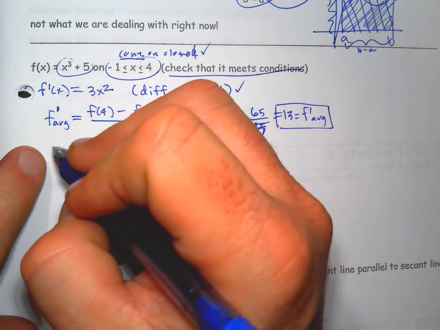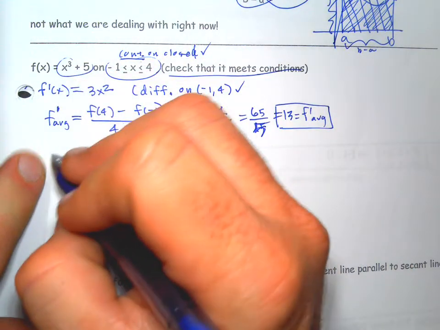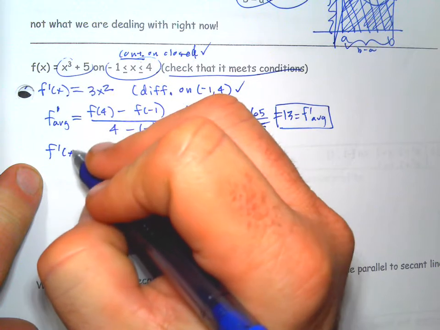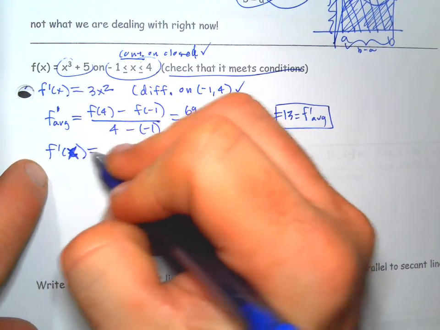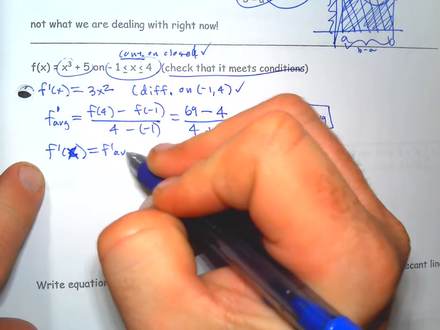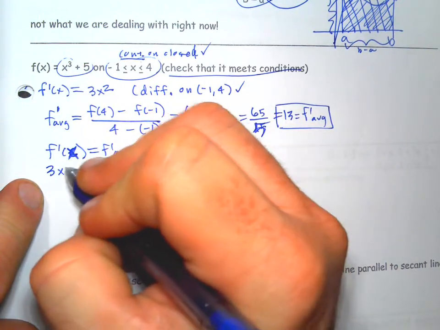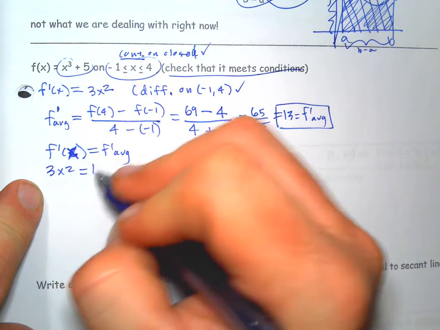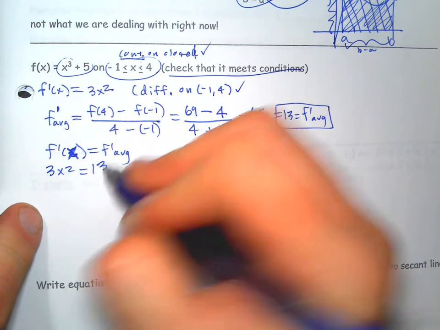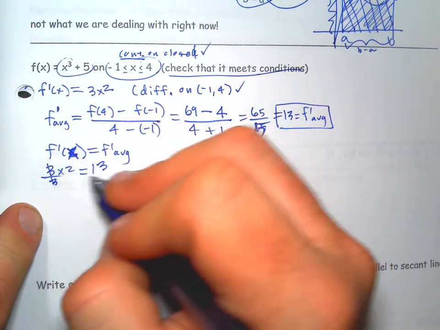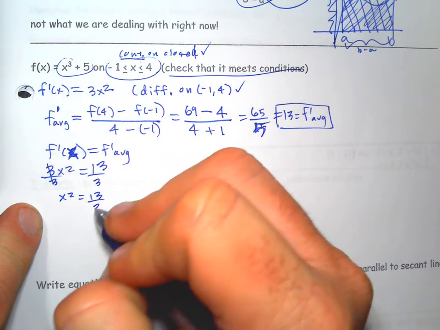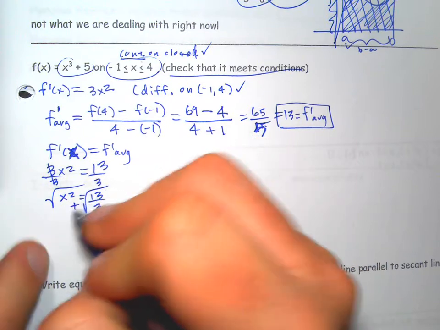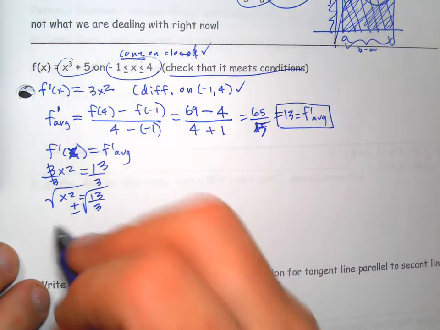So now we're going to take this derivative and set the actual derivative at, we usually call it a C value, but we just put x, equal to the average derivative. So 3x squared equals 13. So then we could solve for x. Take the square root of both sides, plus or minus. I need to see that in your work. So these are the C values.